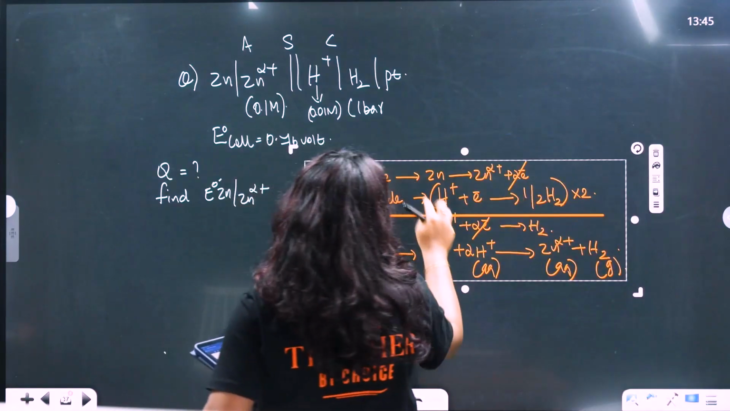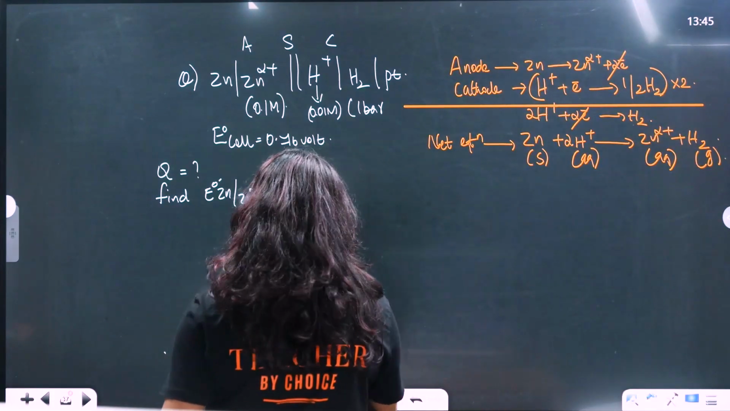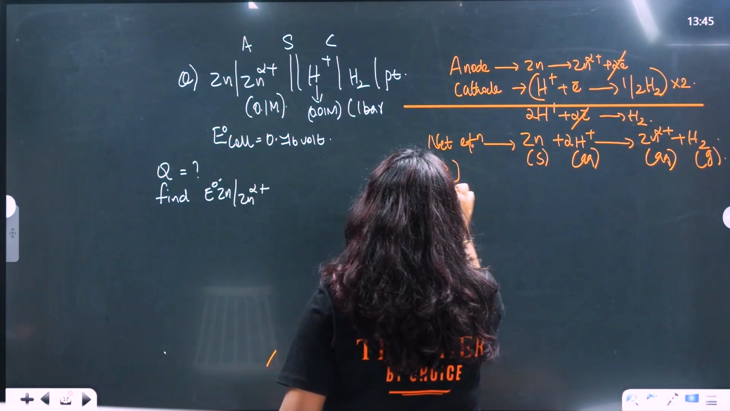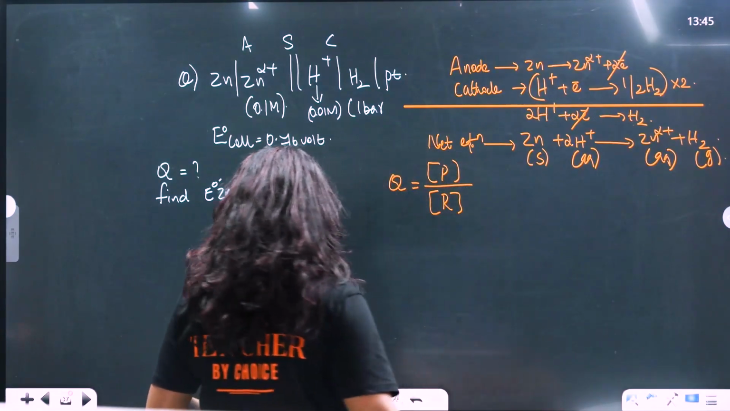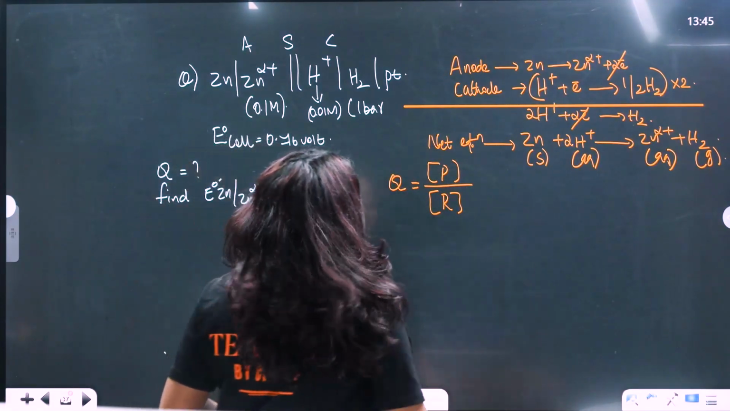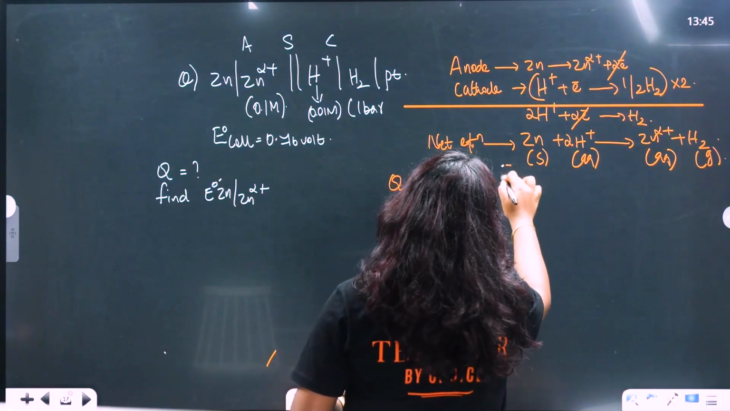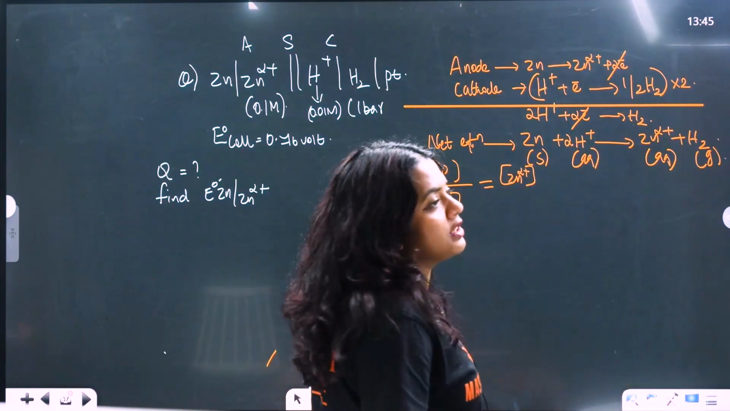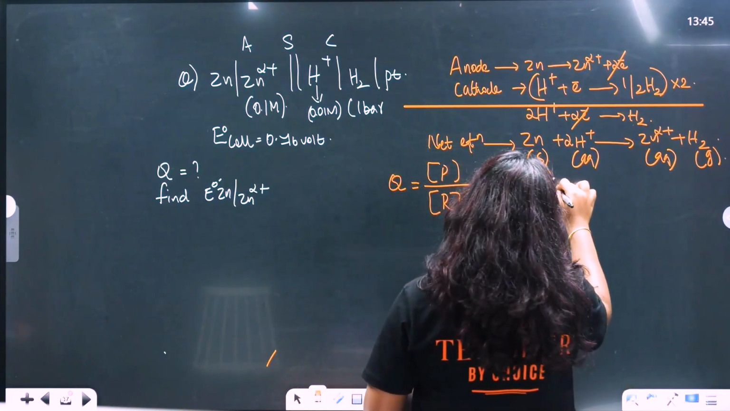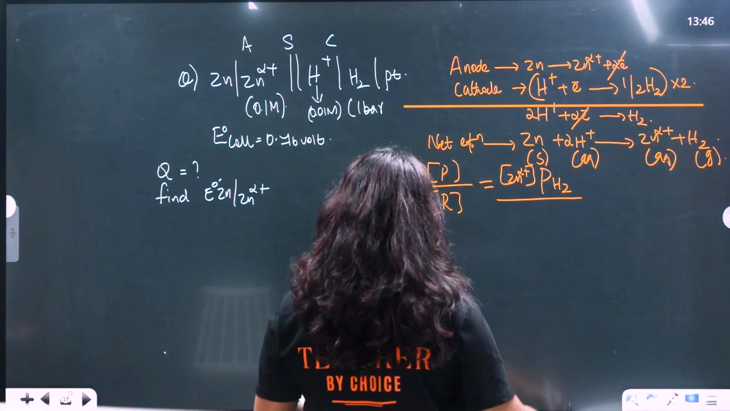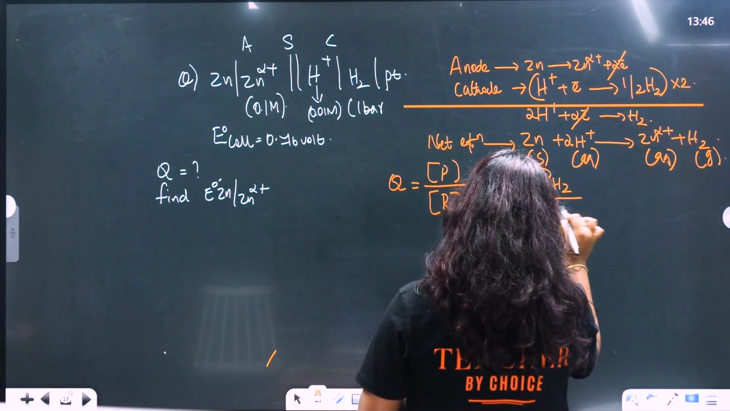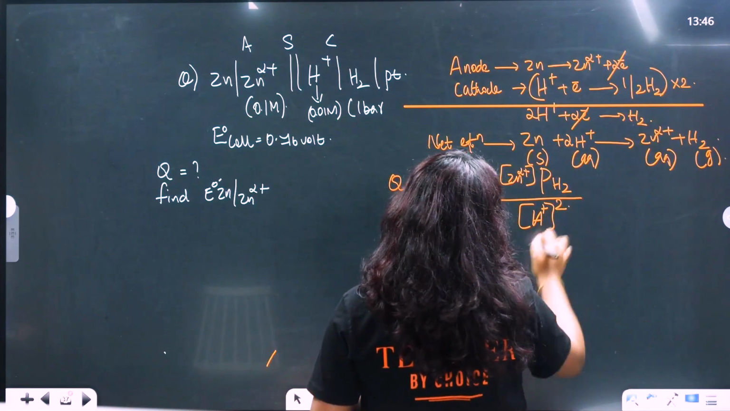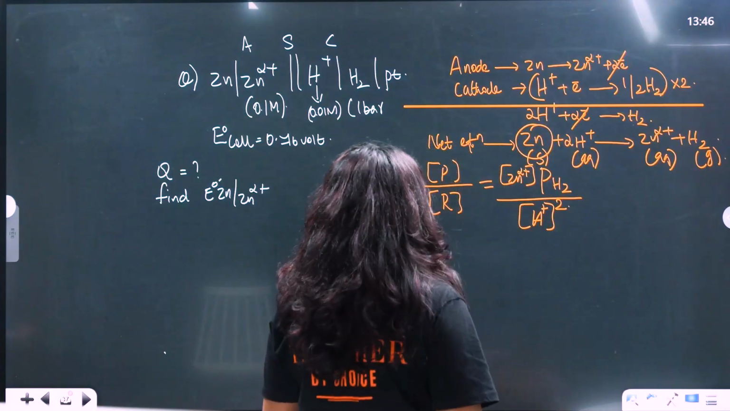This is what we can get from this particular equation. Now they have asked you to find out the Q. What do you mean by Q, my dear students? Q is equal to the concentration of the product divided by the concentration of the reactant. Am I right? Now on the product side, you have the Zn2 plus here, and since H2 is in the gaseous form, we have to consider it as P of H2. And you have the H plus with its stoichiometry raised to 2. And we don't consider Zn because it's in the solid state.